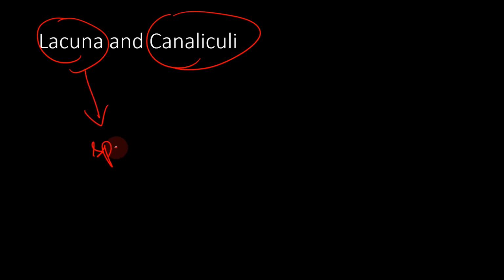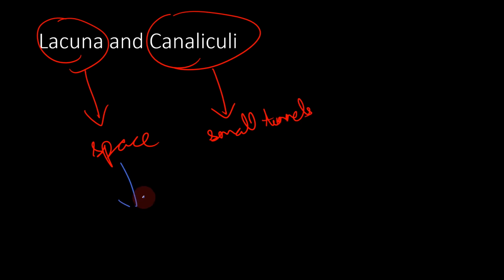Hi, we are going to learn what you mean by lacunae and what you mean by canaliculi in bone tissue. Lacunae, the word actually means space, and canaliculus in singular, canaliculi in plural, means small tunnels. Small tunnels or small canals. The spaces are where you have osteocytes.